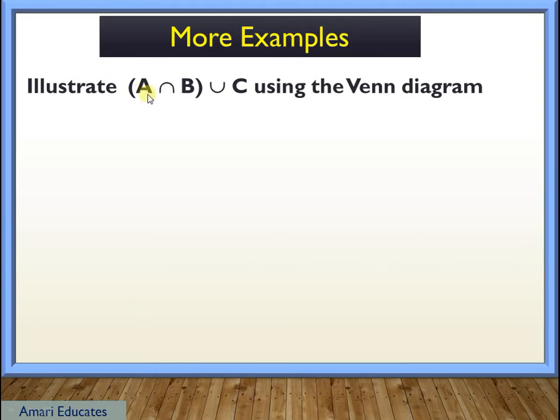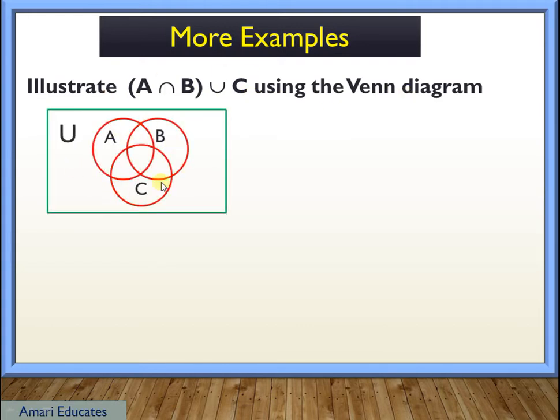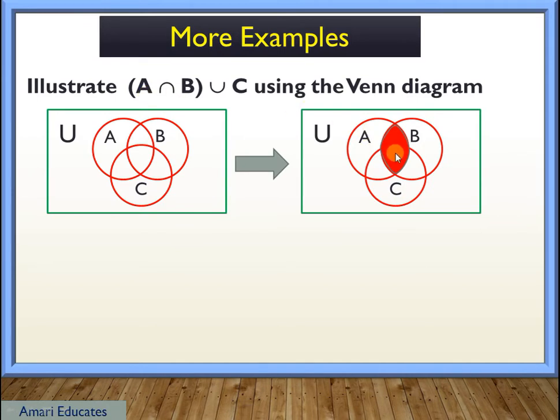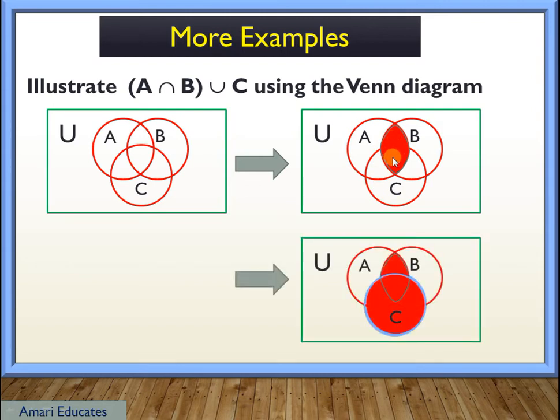Illustrate A intersecting B, then union with C using the Venn diagram. It looks like this because we have three sets involved. The first one we have to check is the intersection of A and B. So we have to focus here. The intersection of A and B looks like this. Once you already have the intersection of A and B, you check now the union with C. Meaning I will put this and this part together. So it looks like this. Okay.